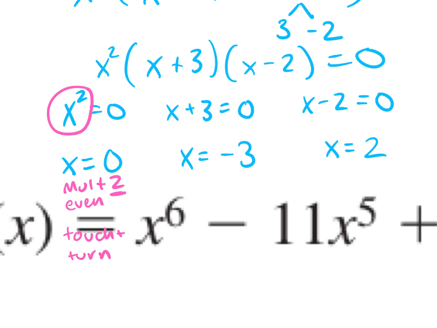How many x's equal to -3's do I have? 1. So my multiplicity is 1. Is 1 even or odd? Odd. So what do we do? Go through. How many x's equal to 2's do I have? 1. Is it even or odd? Odd, because we're talking about the 1. So we're talking about multiplicity. Multiplicity is odd. Do we touch and turn or go through? Go through when it's odd multiplicity.